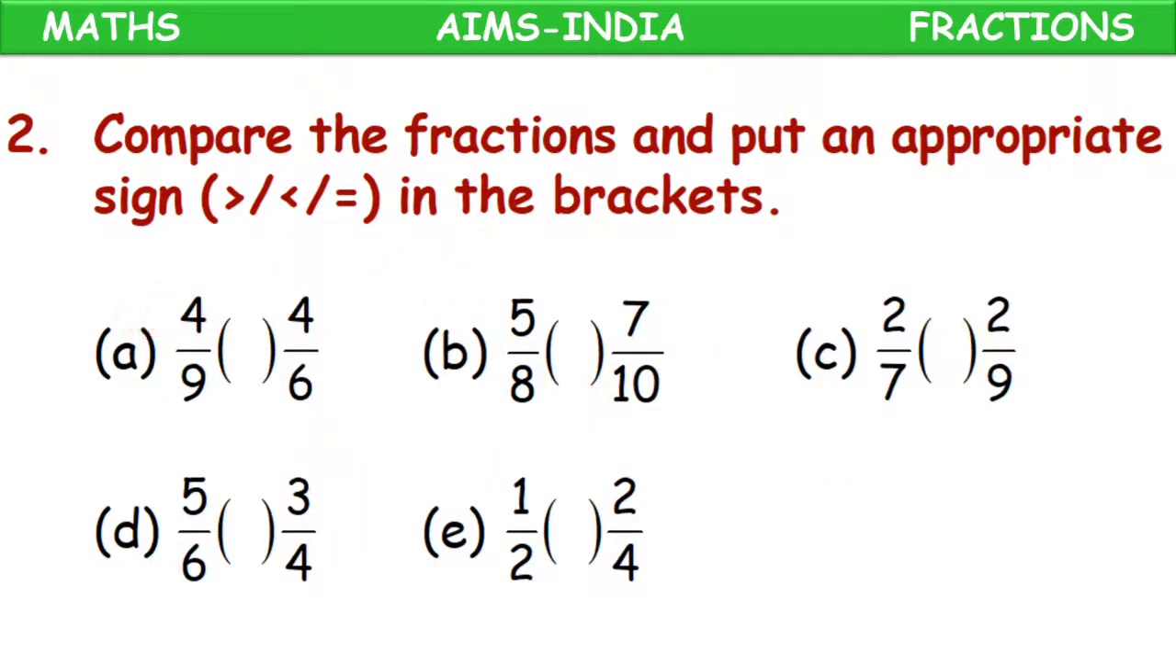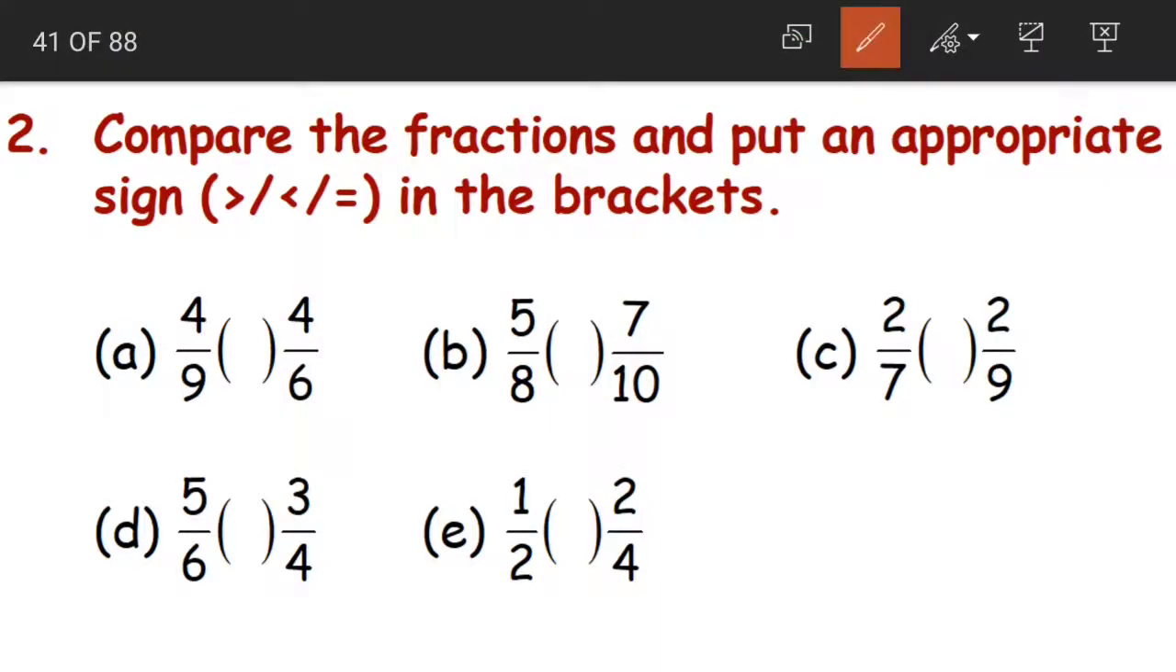Next, compare the fractions again. But what is the problem here? These are our unlike fractions. So if we look at the first one, 4 by 9 and 4 by 6, let us compare them using the cross multiplication method first.